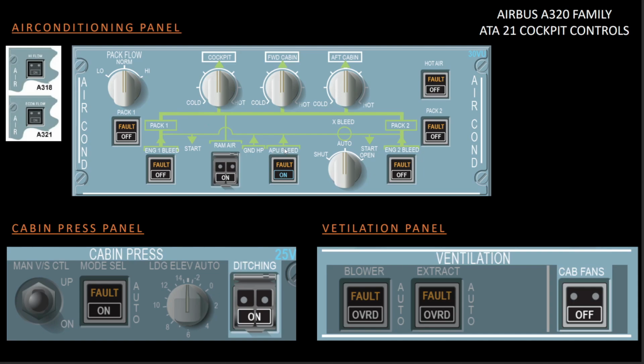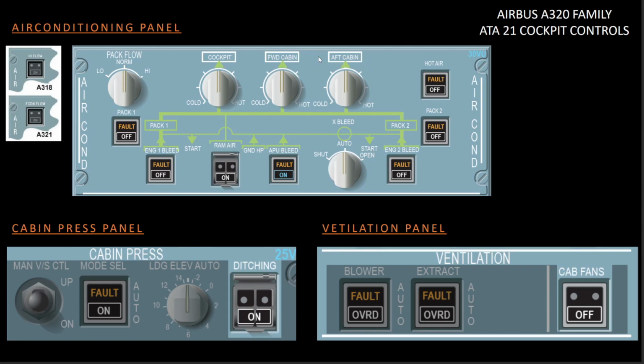If only one pack is providing, same scenario, high flow. Okay, next we have 3 rotary selector switches, and you can also see that there are triangles at 12 o'clock positions, and each triangle directs to a box, right? So the first box says cockpit, second box forward cabin, third box you will see aft cabin written on it.